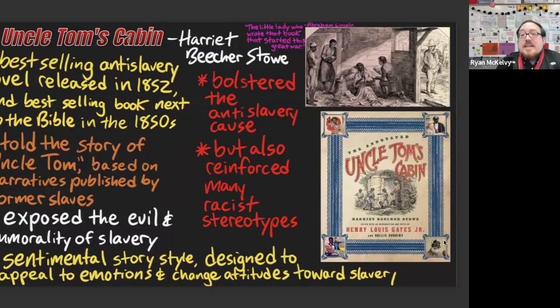As far as the author, eventually she will meet President Lincoln, and he will refer to her as the little lady that wrote the book that started this great war, because the popularity of the book will help inspire a lot of anti-slavery feelings. And also, with the rise of that anti-slavery sentiment, you have a lot of people in the South who are like, "Oh no, they want to get rid of slavery," and they're willing to break up the country because of it.